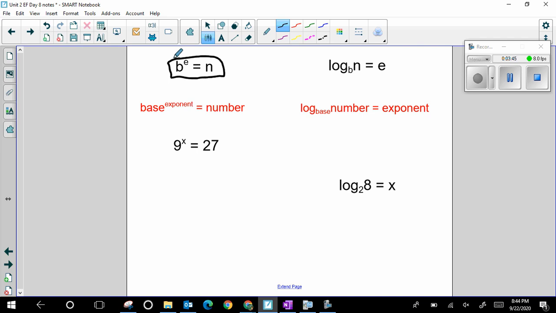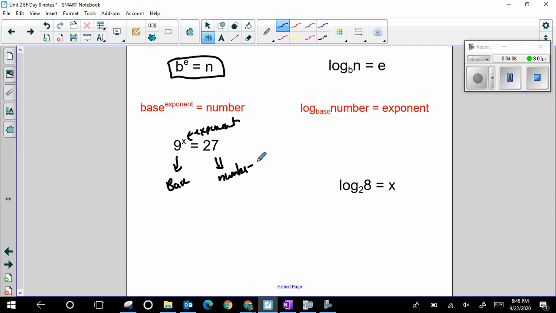Okay, so you're used to the form of an exponential function. The b is called the base, the e is called the exponent, and n is the number. So in this case, 9 is the base, x is the exponent, and 27 is the number.